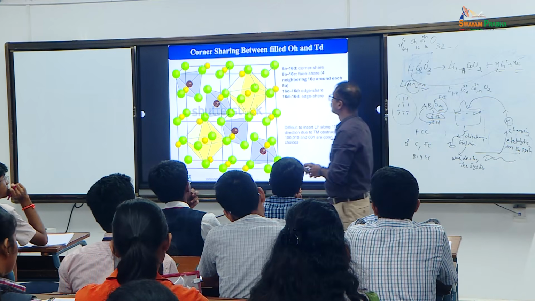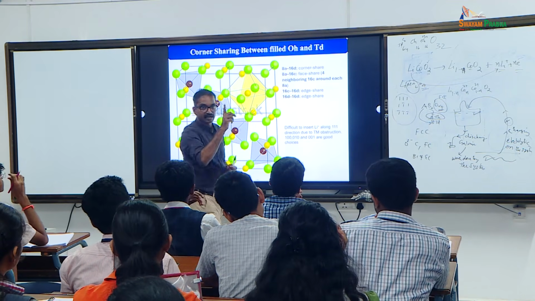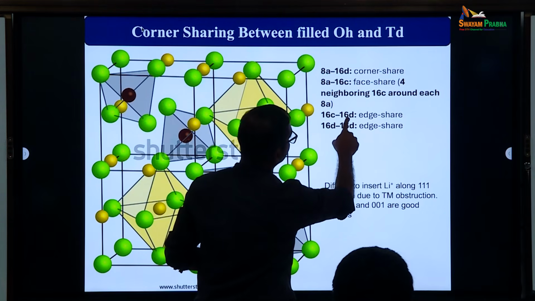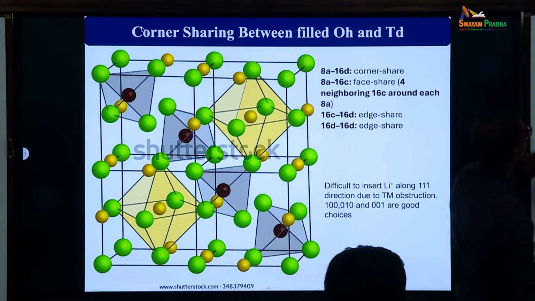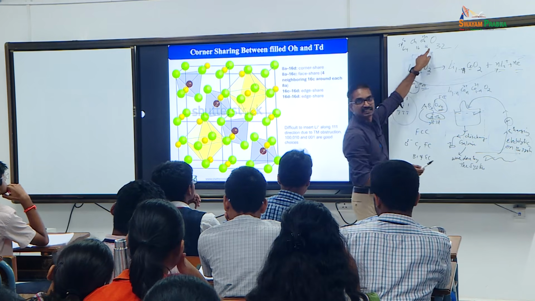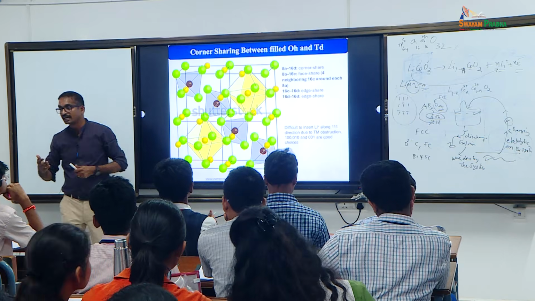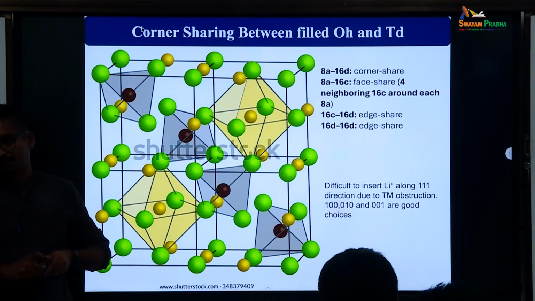Clear? So now you can see here, this 8A means 8 tetrahedral sites. Then 16C and 16D. Why 16C and D? They are distinguished because one is filled and one is unfilled. So one is 16C, another is 16D. It's not required, but this is how crystallographers distinguish one octahedra from the other, because one is filled and the other is unfilled.